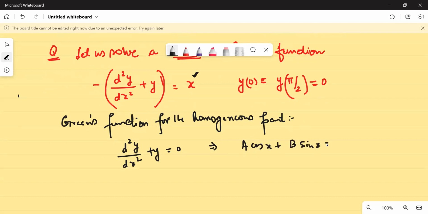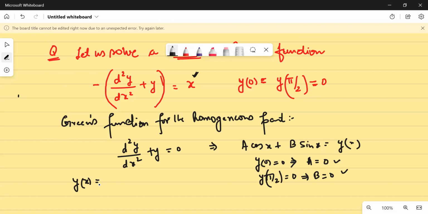This is quite clear to you. These are the solutions for the differential equation d2y/dx2 + y = 0. And given the boundary condition y(0) = 0, it implies what? It implies your a has to be 0. And if y(pi/2) is 0, then it implies your b is 0. So if a is 0 and b is 0, it implies y(x) should be trivially 0.